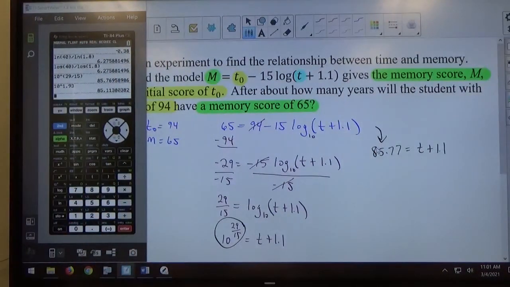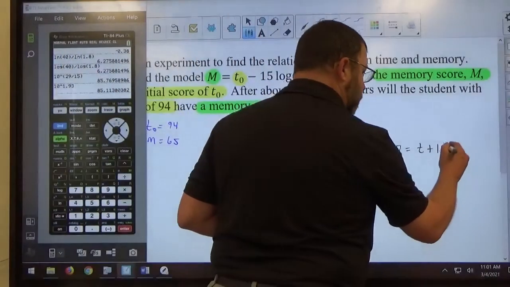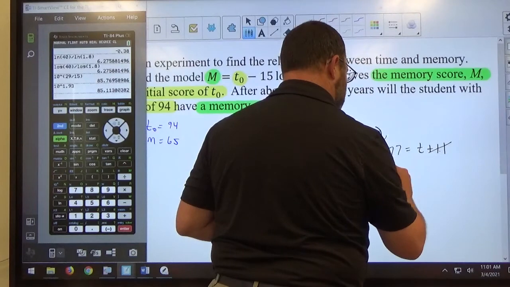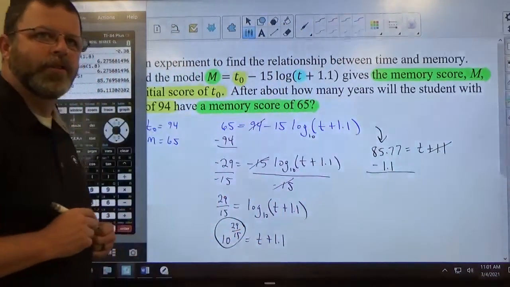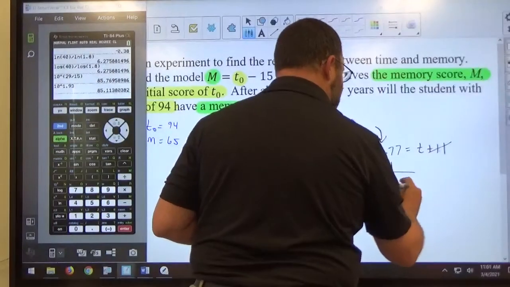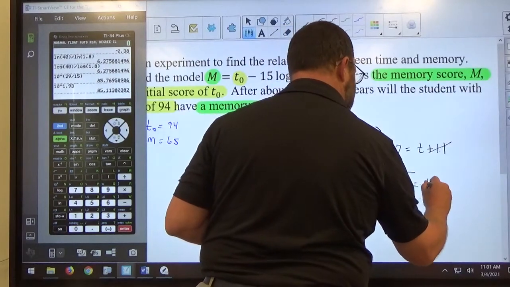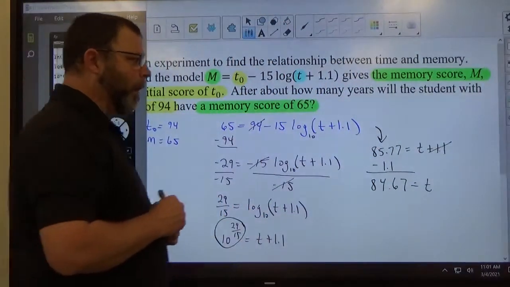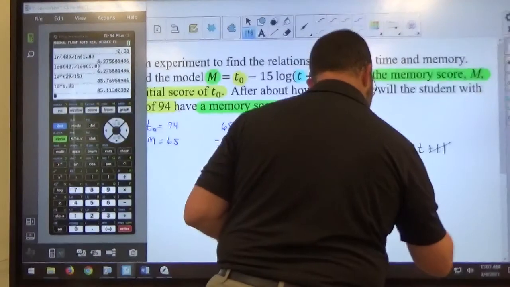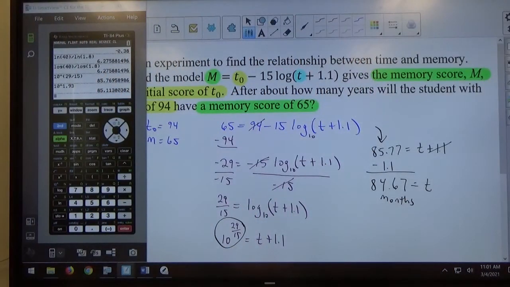I just evaluated it. And if t plus 1.1 equals that, to figure out what t equals, I'm going to subtract 1.1, right? So minus 1.1 comes over here. Using good decimal subtraction technique, we're going to line up the decimal points. 7 minus nothing is 7. 7 minus 1 is 6. 5 minus 1 is 4. 84.67 equals t. That's months, right? So after 84.67 months, this particular person should have a memory score around 65.